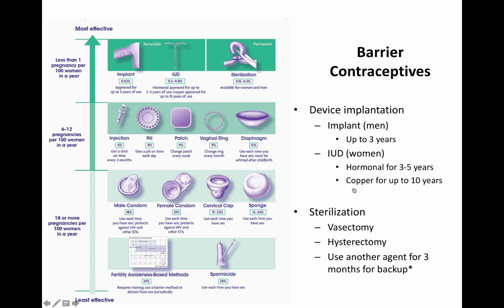Device implantation is available for both men and women and has a longer lasting effect of a few years, again, based on the product. For women, the intrauterine device can be hormonal, lasting anywhere between 3 to 5 years, again, based on the product, or a copper IUD, which can be effective for up to 10 years. Sterilization is another option for men with a vasectomy, or for women, a hysterectomy, and other procedures. An important counseling point for sterilization is that depending on the procedure performed, patients should use a backup method of contraception for at least 3 months after the procedure.